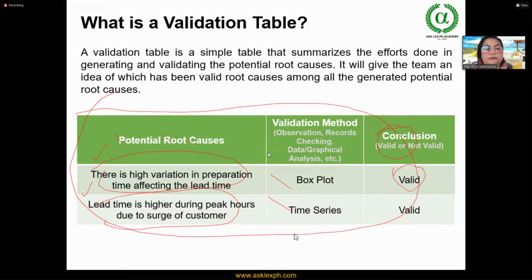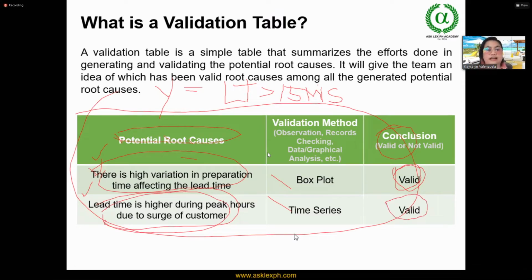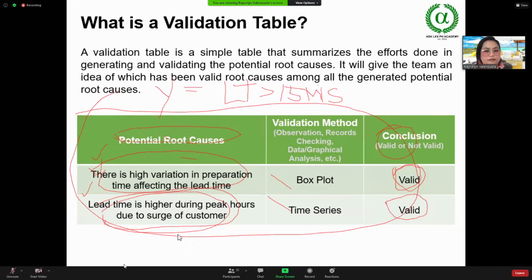Valid, ibig sabihin, this potential root cause really affected your Y. Ano nga yung Y natin? Lead time is greater than 15 minutes. Yun yung problem natin, di ba? Lead time is greater than 15 minutes. So, is it valid? Naka-apekto ba talaga tong PRC na to? Yes. O, di valid siya. Based on my analysis, naka-apekto yung peak hours doon sa lead time ko. You can consider it as valid. Okay, that's how you create your validation table. Okay.